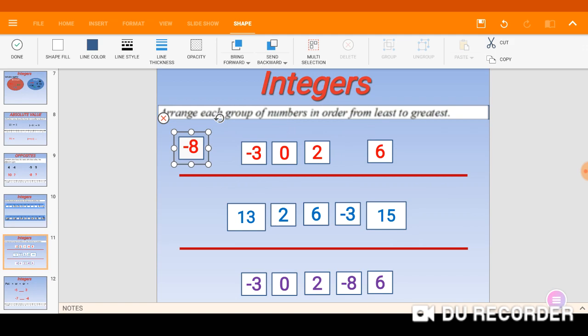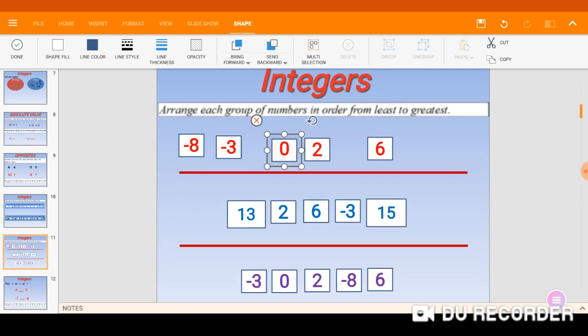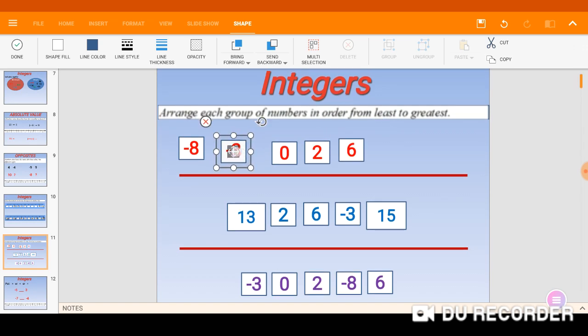So we call the negative numbers crazy, because each time the number gets greater, its value becomes smaller. So negative numbers are crazy. The greater number is the smaller. So negative 3 after negative 8 is greater than negative 8. Then 0. Yes. Then 2, then 6. So we have already arranged these numbers.